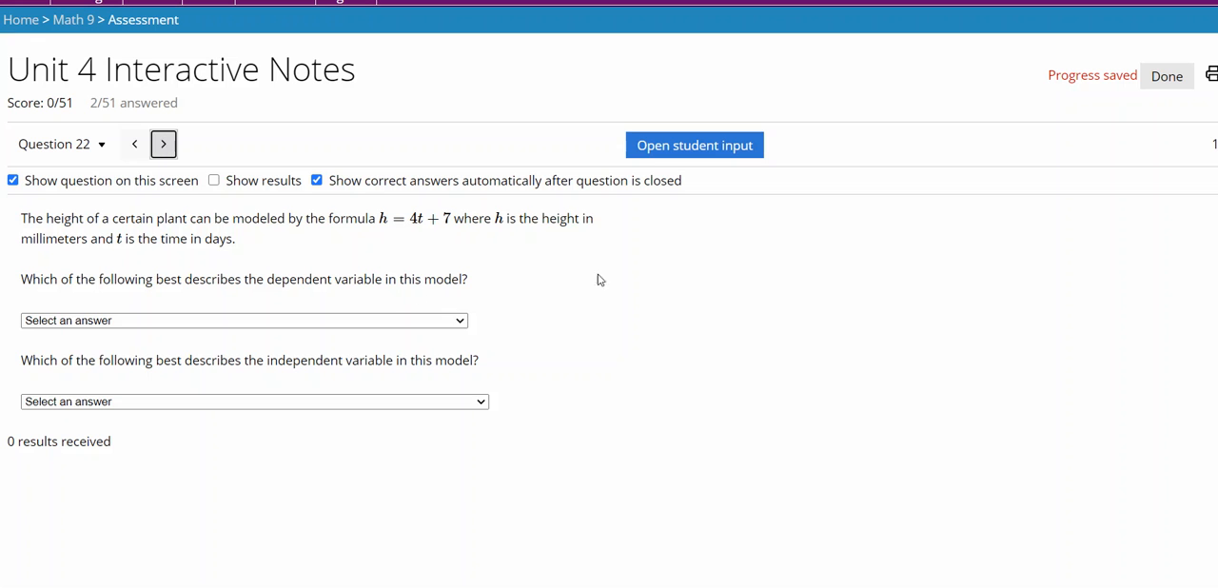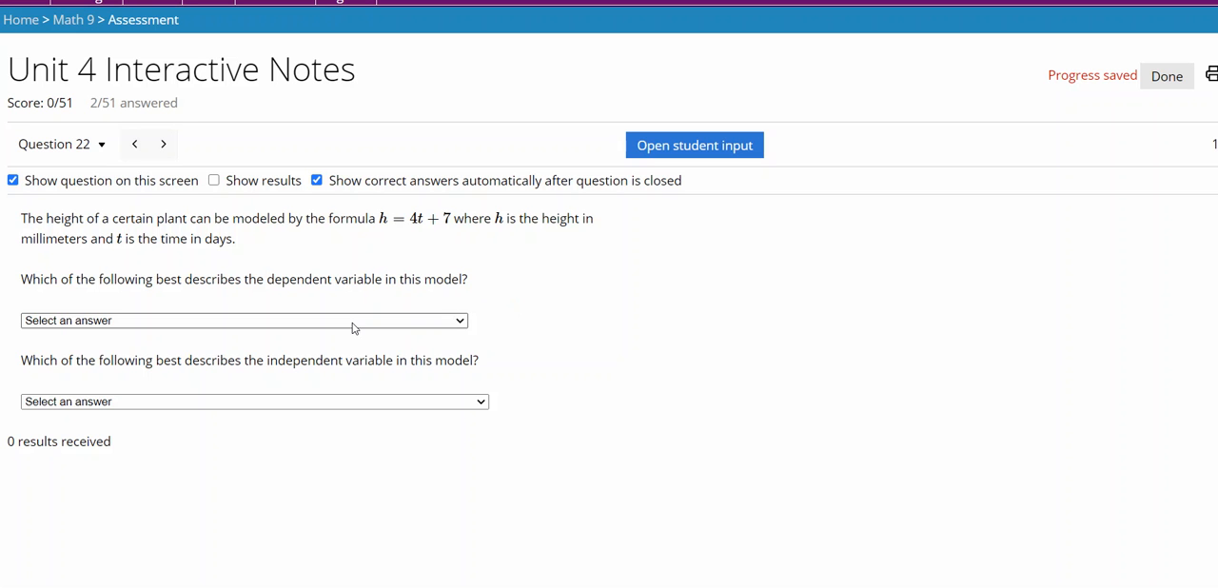All right, last one. Last one, and we'll save it. We'll make it an easier one too. So this one says the height of a certain plant can be modeled by this formula. h is equal to 4t plus 7, where h is the height in millimeters, and t is the time in days. All right, so which of the following best describes the dependent variable in this model?